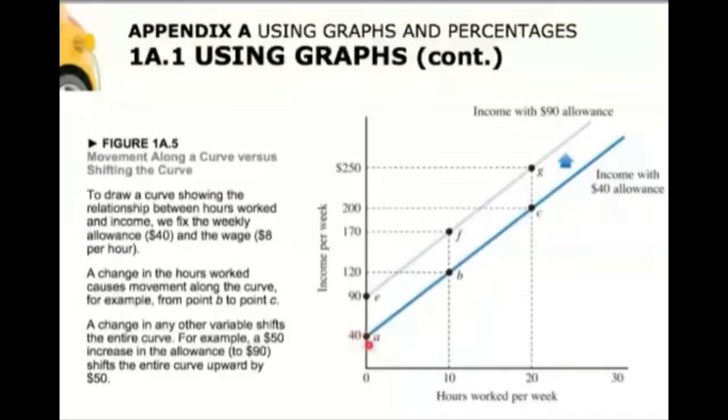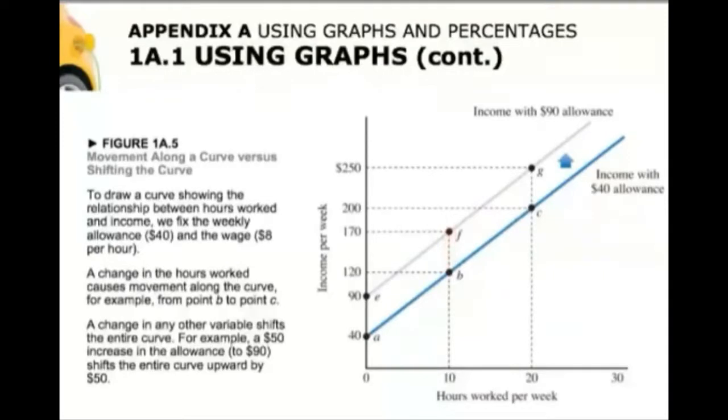It's the value of income for 0 hours worked. That's what we call the vertical intercept. Now if that changes, so suppose instead of getting $40 even if you don't work, it moves up to $90 even if you don't work, well that means your income rises even if hours worked per week doesn't change. Well, that can only happen if the curve shifts.